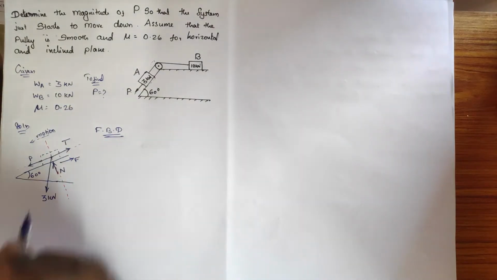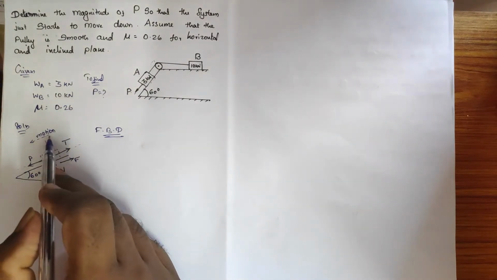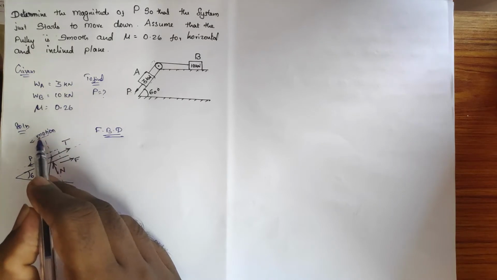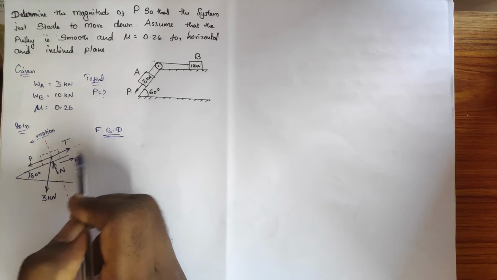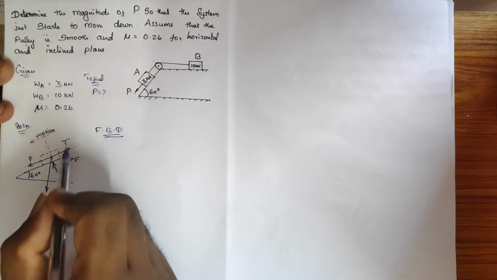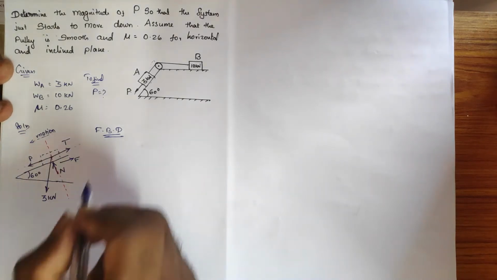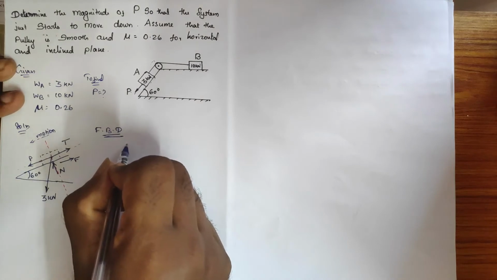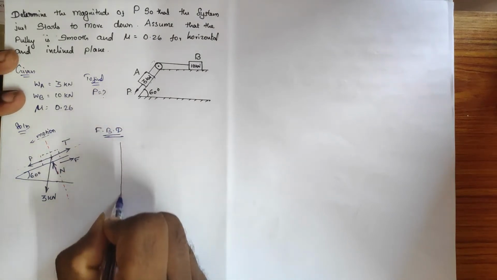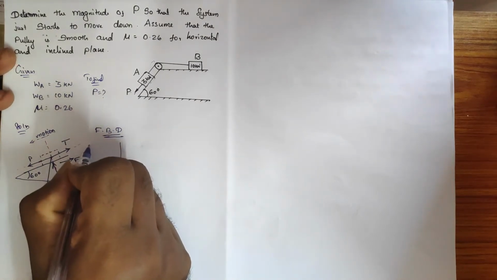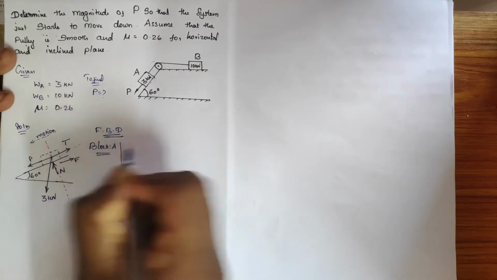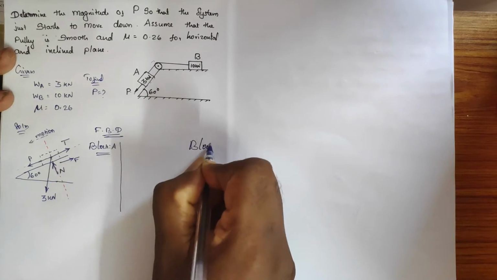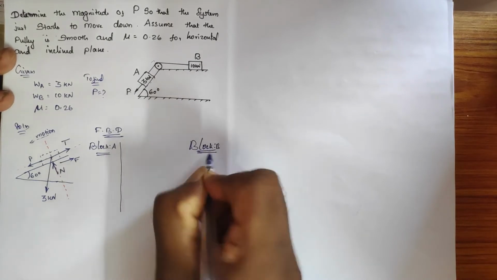Always predict the friction force with respect to the motion. Here the motion is downward, so I have taken the friction moving upward, something like this. So all the forces have been taken. Then move to the next block. This is block A, and here is block B, which I am going to take off.